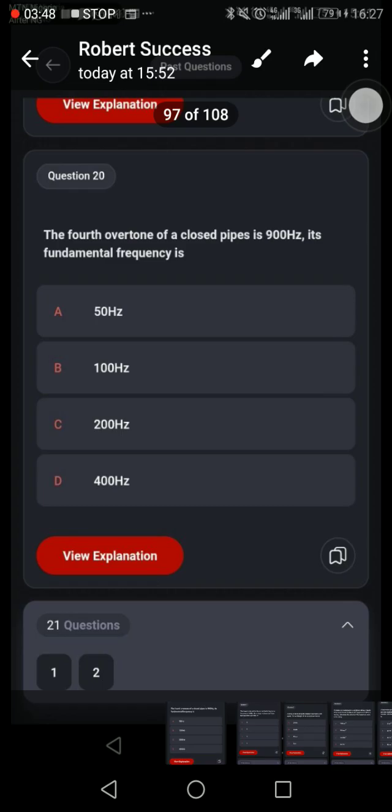Remember that closed pipes only take odd number harmonics, right? So the overtones are odd number multiples. Do you get? The fundamental frequency is F naught. The first overtone will now be 3 times F naught. The second 5 times. The third 7 times.